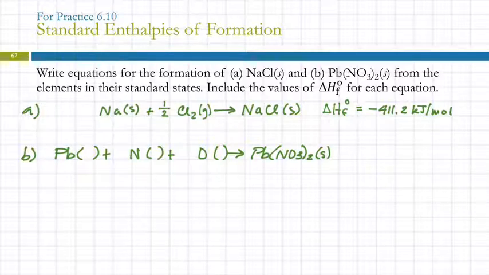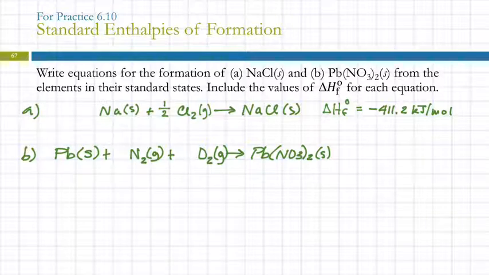Well, what physical state is lead in at room temperature? It's a solid. How about nitrogen? It's a gas. And oxygen? Also a gas. Are any of these diatomic elements? Yeah, the nitrogen and the oxygen are. So N2 and O2.